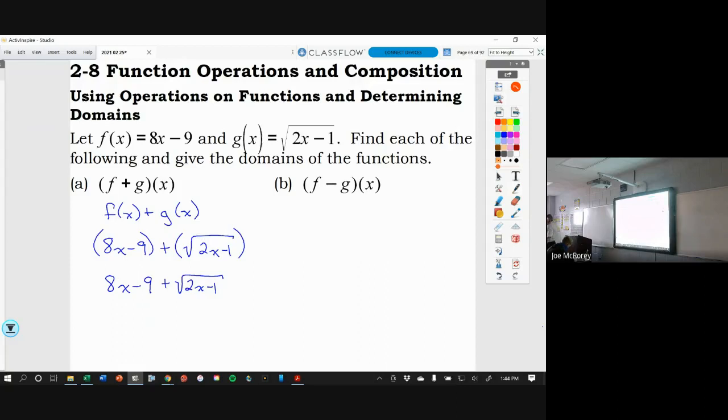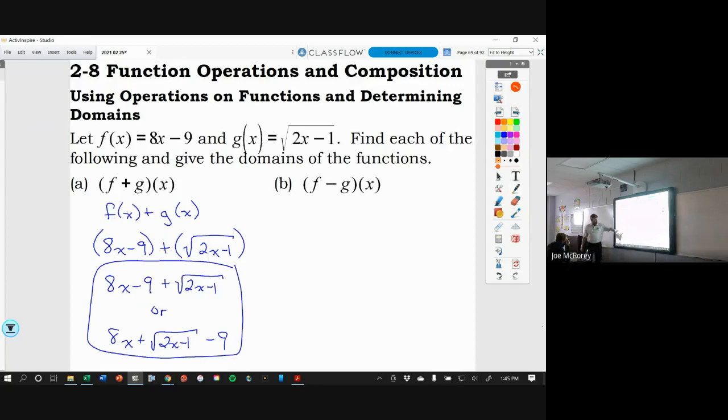Or somebody might say, you know what, I don't like having a constant in the middle. I want the constant at the end. Okay, fine. You could write that as 8x plus the square root of 2x minus 1 minus 9. But based on what I saw yesterday, is the computer going to accept that answer or the first one? I don't know. It might want you to just stay right here.